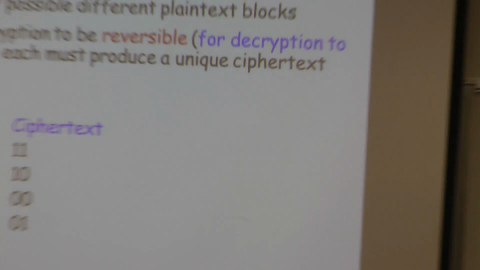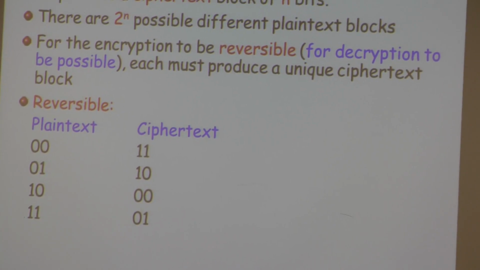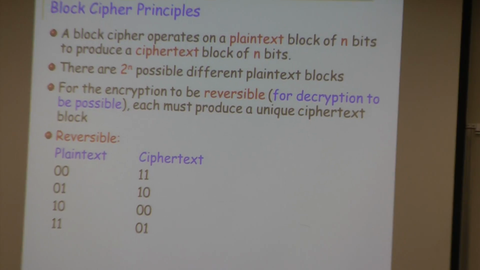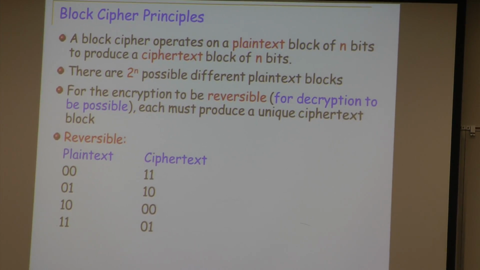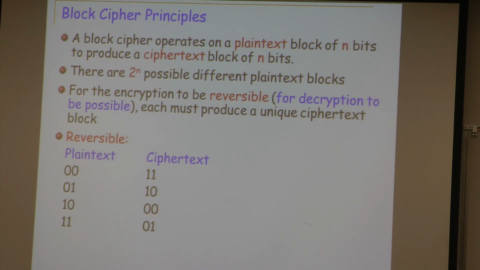So, here is the idea. Let's say that I have a 2-bit block cipher. A 2-bit block cipher encrypts things 2 bits at a time, takes a plaintext that is 2 bits in size, and outputs a ciphertext that is 2 bits in size. Not a very secure or practical cipher, but it serves well to illustrate the point.